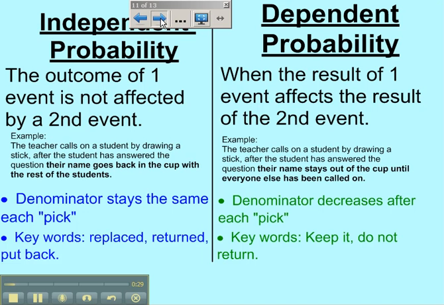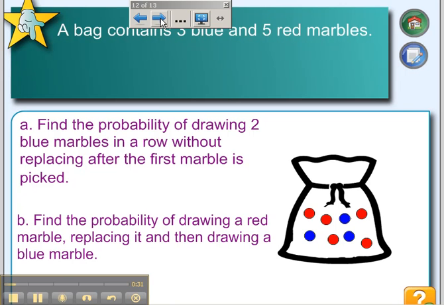Let's practice this and see what happens. If I have a bag that contains 3 blue marbles and 5 red marbles, like you see in my picture, that means I'm going to have 8 marbles total. So I have 8 total marbles. Okay, I need to find the probability of drawing 2 blue marbles in a row without replacing after the first marble is picked.